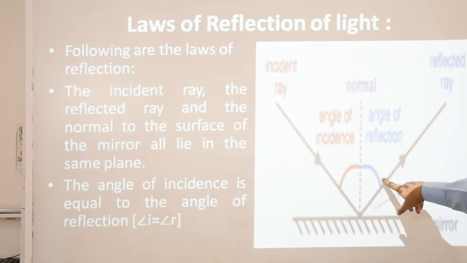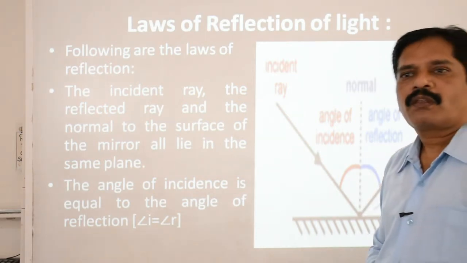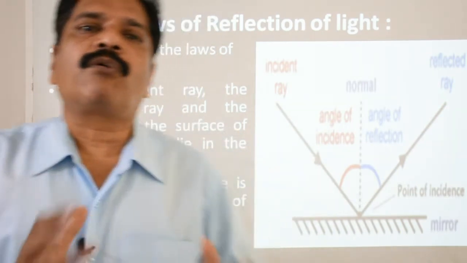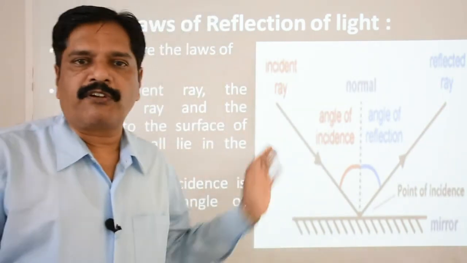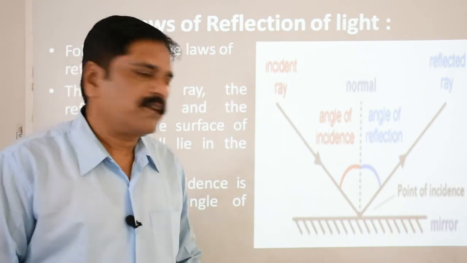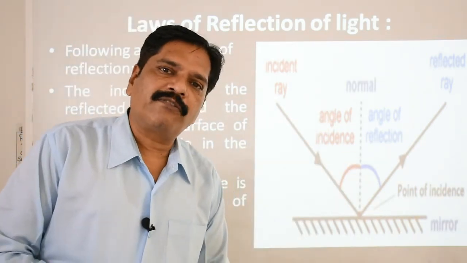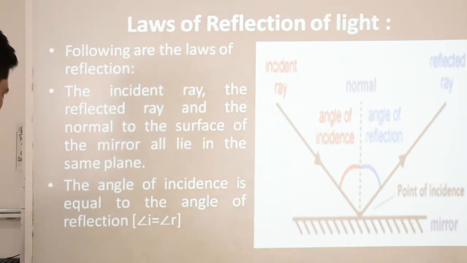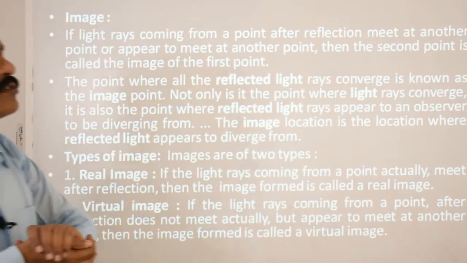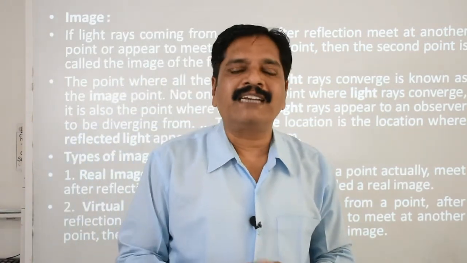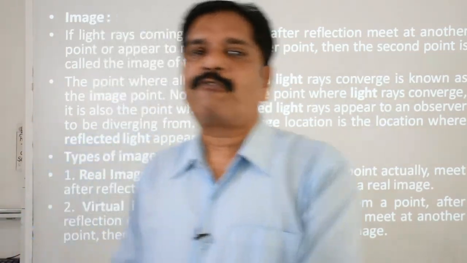Remember, this angle i is equal to angle r. Whenever you find the reflection, it will always follow the laws of reflection of light. Okay, always the angle of incidence will be equal to the angle of reflection. Clear? Now here we are going to talk about the next most important phenomenon of light, that is the image and image formation.